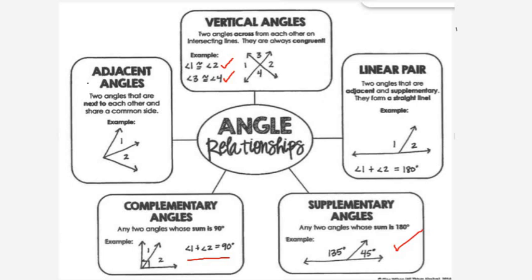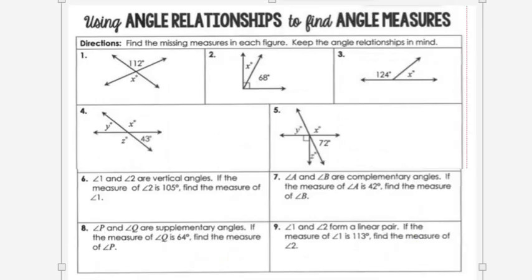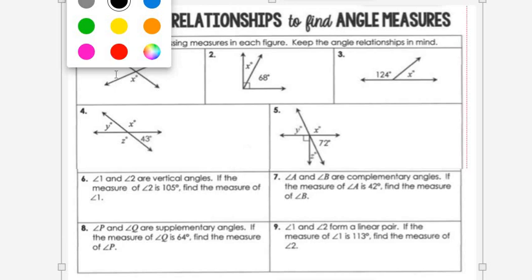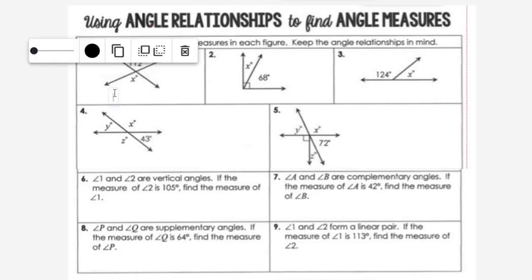So now let's take a look at some questions on this topic. So here we have the missing angles. Right. The first one is a vertical angle. These are a pair of vertical angles because they're opposite to each other. And so x must be 112.